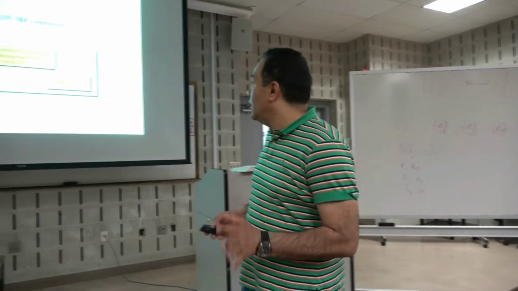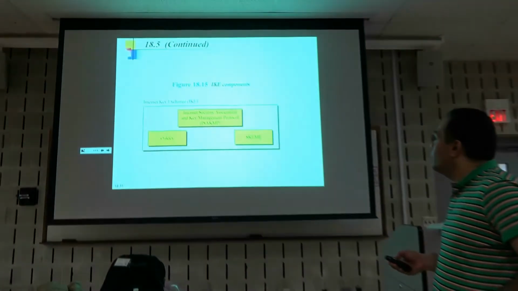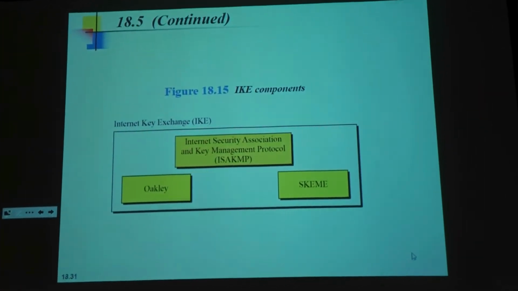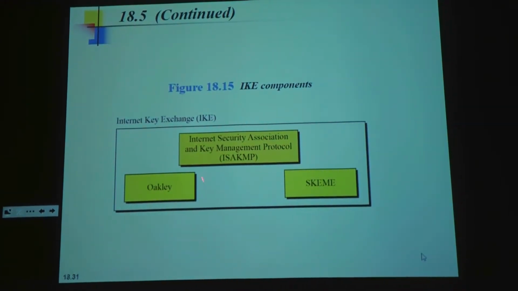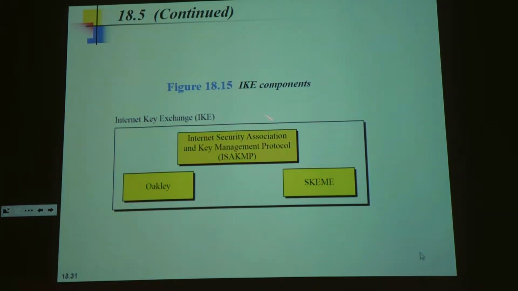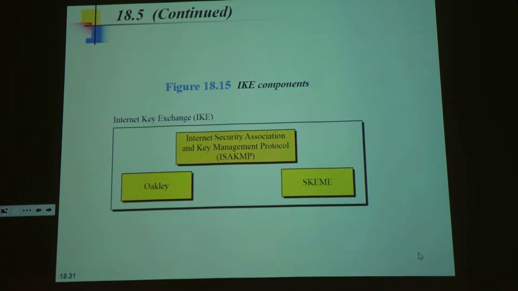So basically, there are three components for it. Protocols designed by people for different purposes. The first one is called OAKLEY. The second one is called SKEME. I'm not sure if I'm reading it right. The third one is called Internet Security Association and Key Management Protocol. Three separate protocols put together created the IKE.